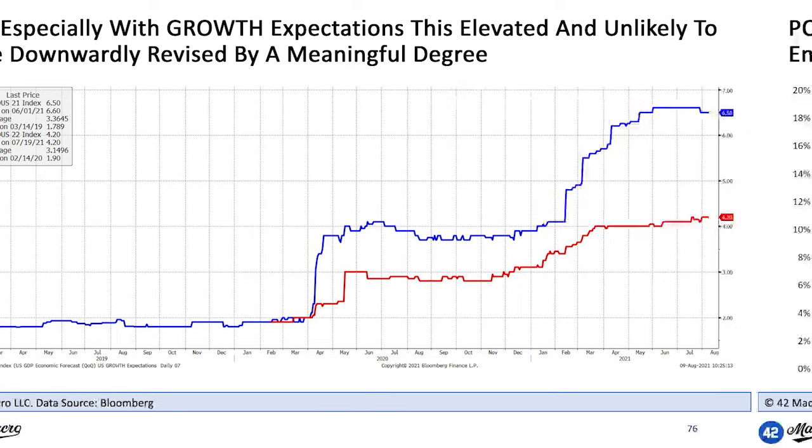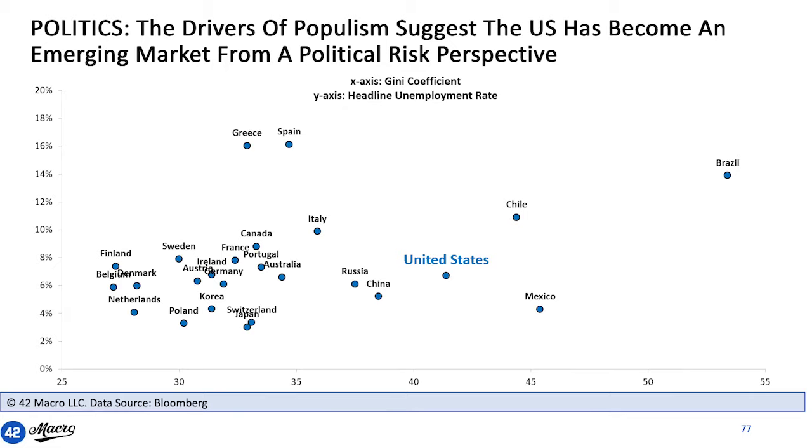On slide 77. So again, one of the four key secular forces that we really care about is politics. The drivers of populism suggest the U.S. has become an emerging market from a political risk perspective. So that's a shot across the bow for us folks in America. The x-axis is showing the Gini coefficient. That's a measure of income dispersion. Higher is more unequal. And then the y-axis is the headline unemployment rate.